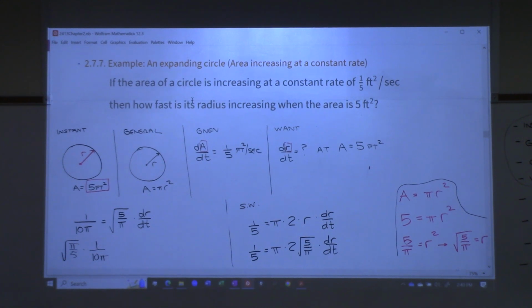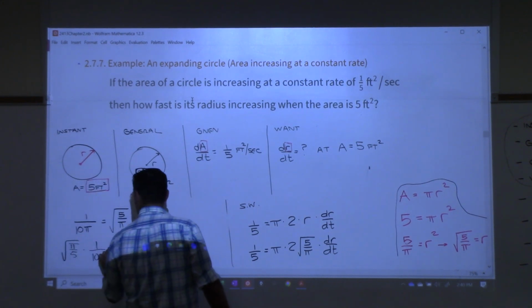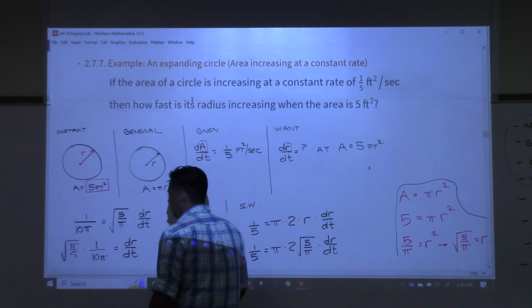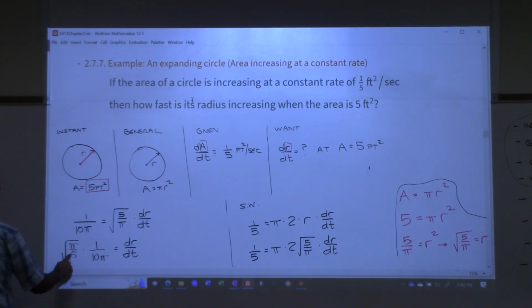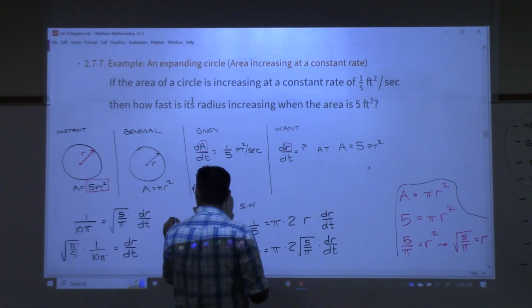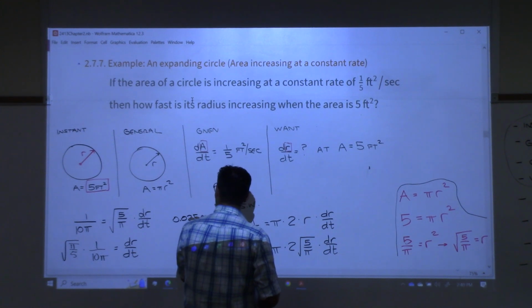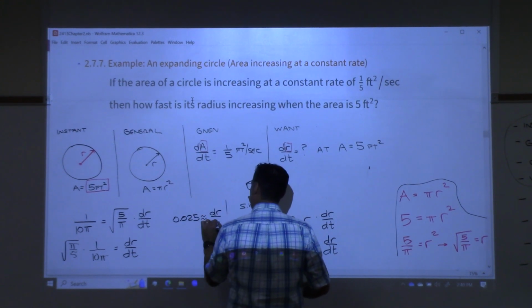And yeah, there's all sorts of different things you can do here. I'll just leave it like that. Just do this on your calculator. Do pi over 5, take the square root, then 1 over 10 pi. I'll tell you what I get. You got, what is it? 0.025? 0.025. I'll check. Approximately dr dt.